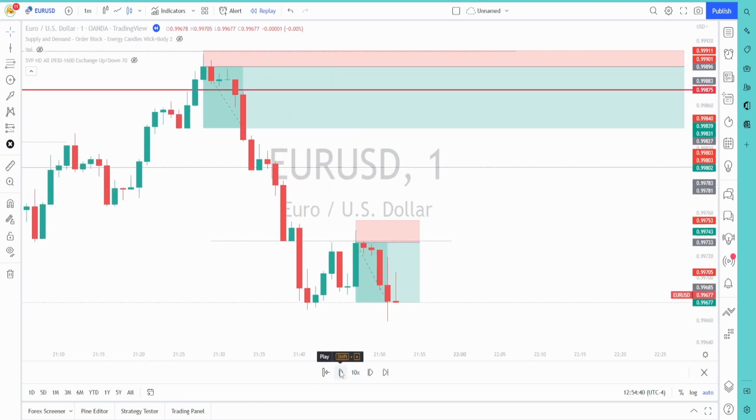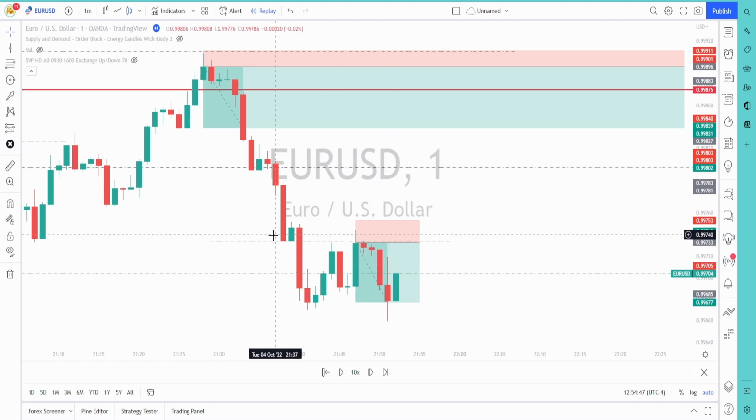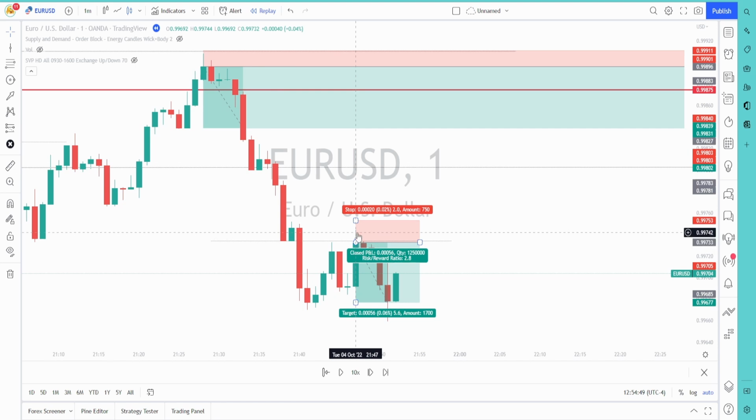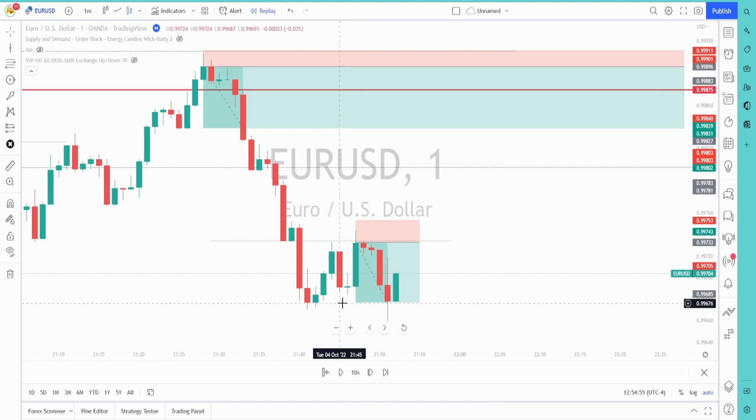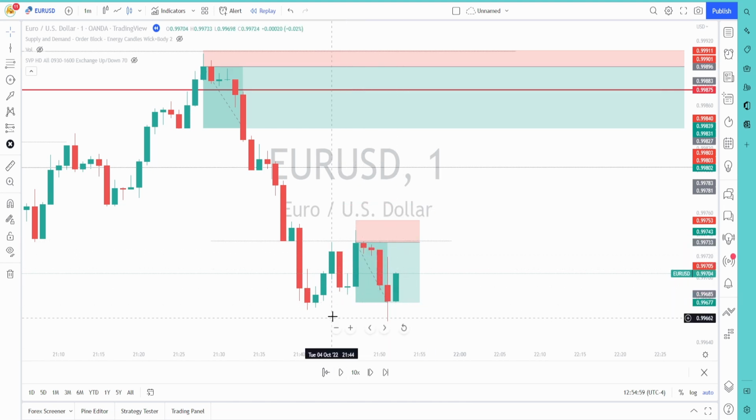So some are bigger than others. And again, here we go. Price comes up into it, closes below it. At that point, I consider that an entry. Stop loss just above, target the low. This was a very quick trade. It was only a few minutes.